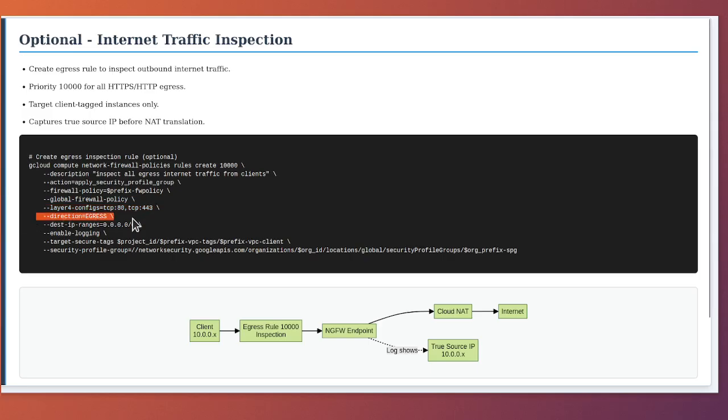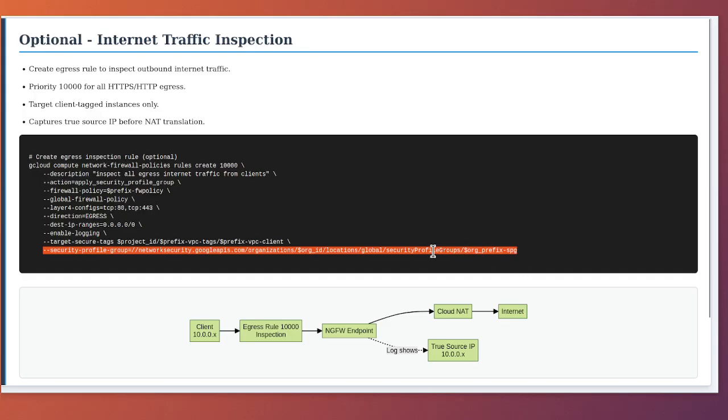The direction is egress for outbound traffic. The destination IP ranges are 0.0.0.0/0, meaning all internet destinations. The enable logging flag captures logs for this rule. The target secure tags flag references the client tag, so only client-tagged instances have their egress inspected. The security profile group flag points to our profile group.